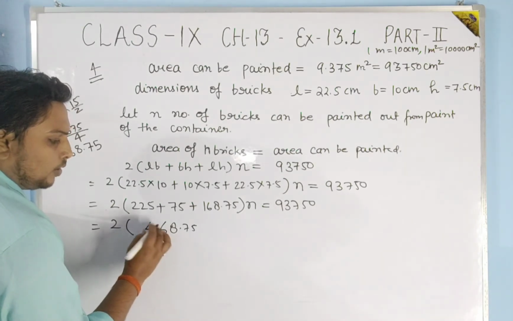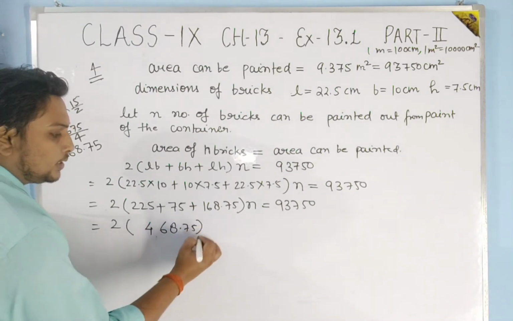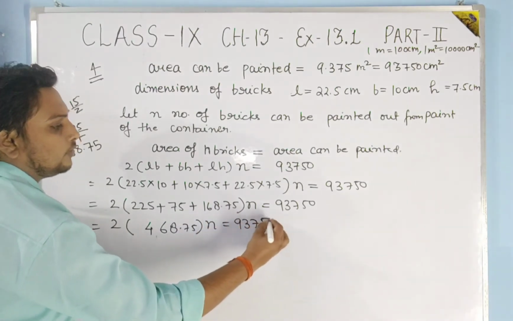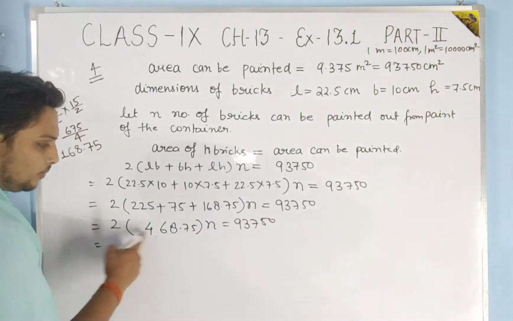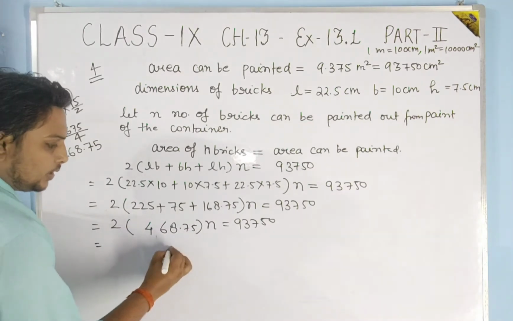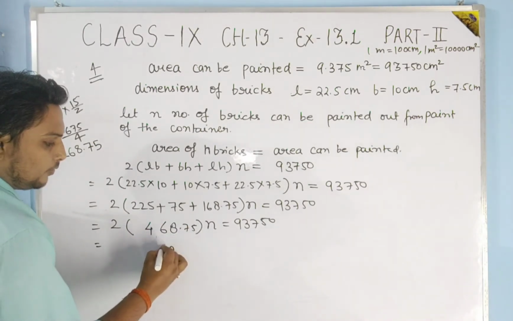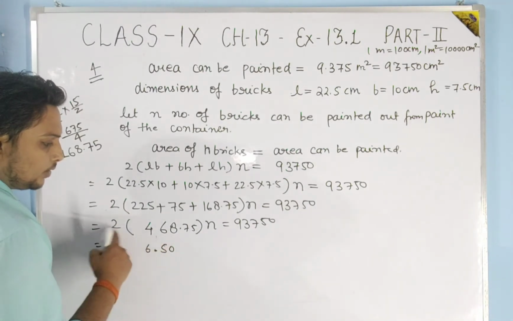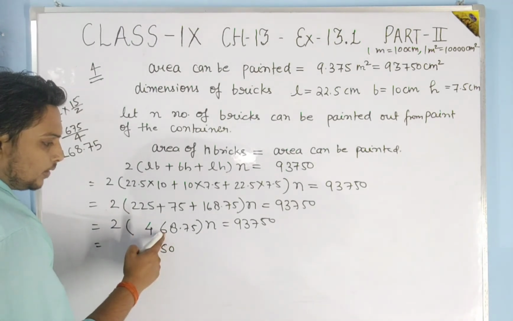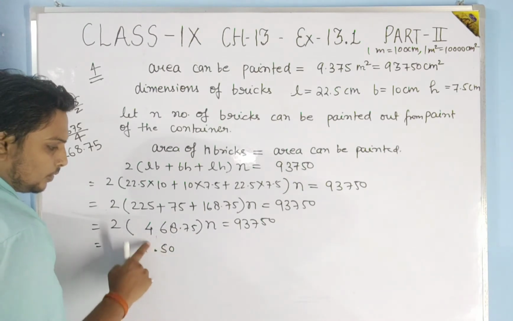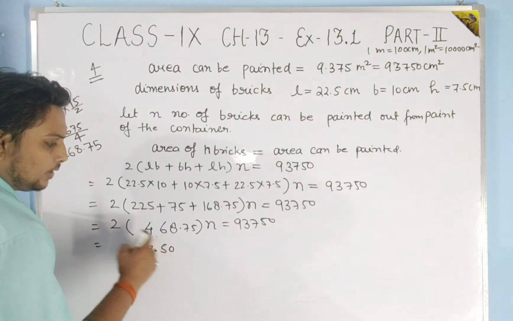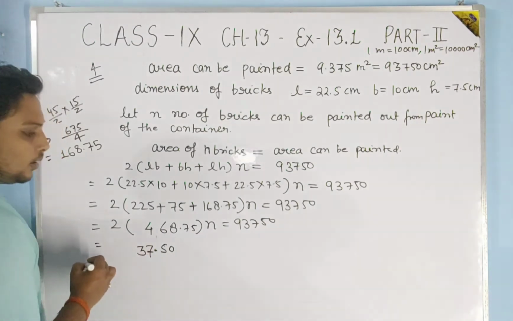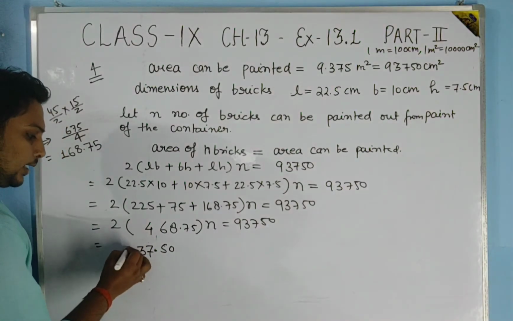So it is 468.75 into n is equal to 93750. Now just multiply it by 2. So 2 5s are 10, 2 7s are 14 and 1 is 15, 2 8s are 16 and 1 is 17, 2 6s are 12 and 1 is 13, 2 4s are 8 and 1.